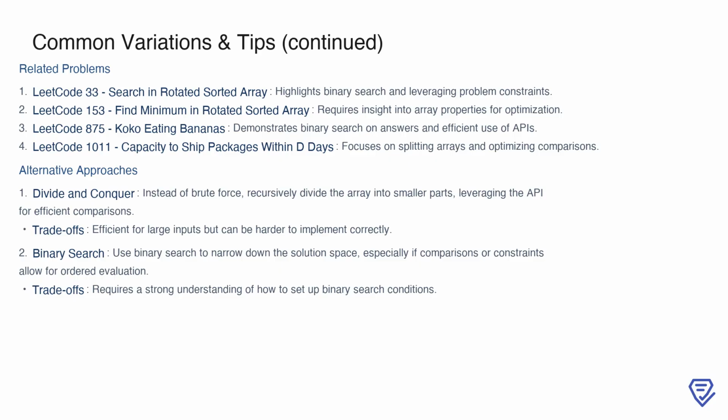In terms of alternative approaches, one option is divide and conquer. Instead of relying on brute force, you can recursively divide the array into smaller parts, using the API to make efficient comparisons. This method is particularly useful for large inputs, though it may be more challenging to implement correctly. Another powerful strategy is binary search. By narrowing down the solution space using ordered evaluations, you can solve the problem efficiently, provided you have a clear understanding of how to set up the binary search conditions.